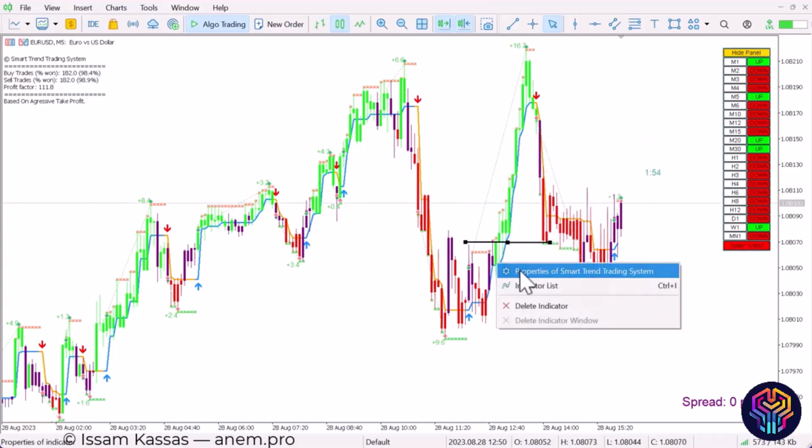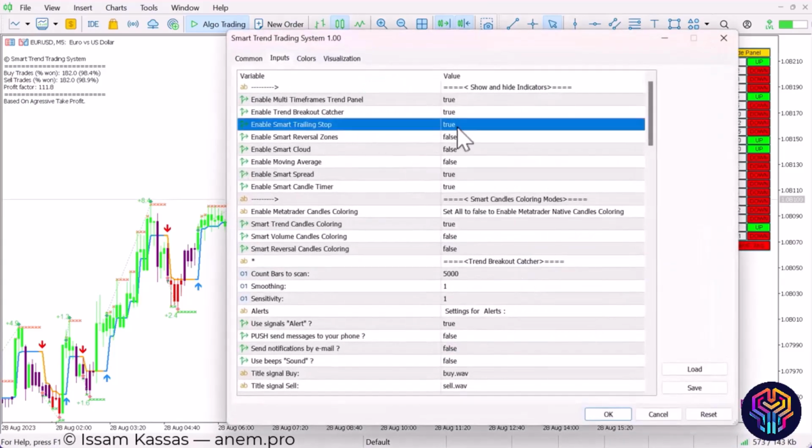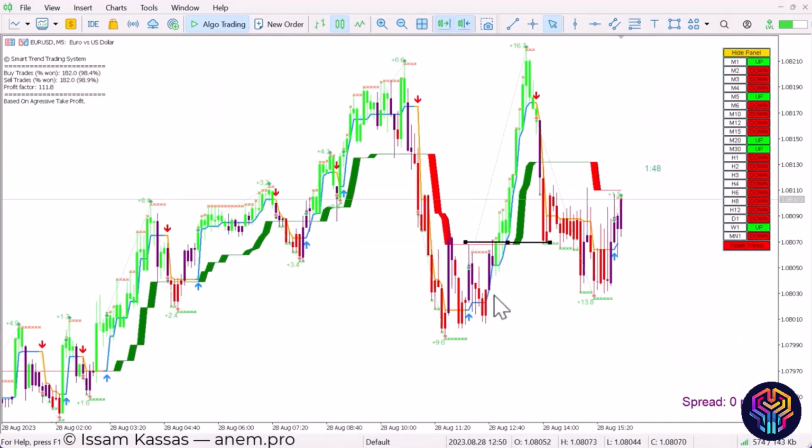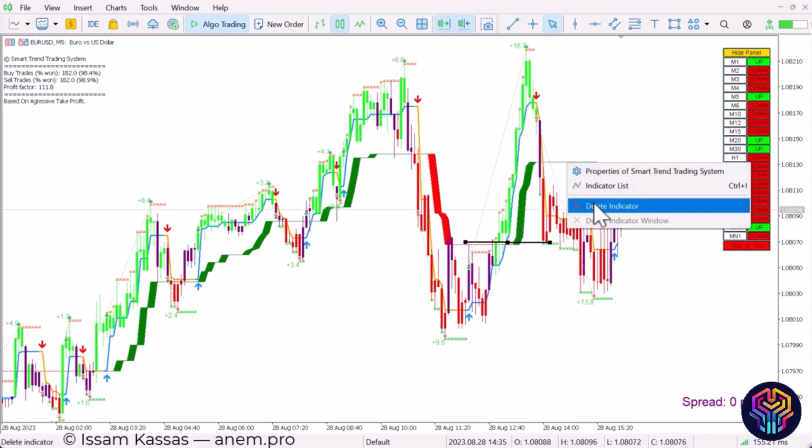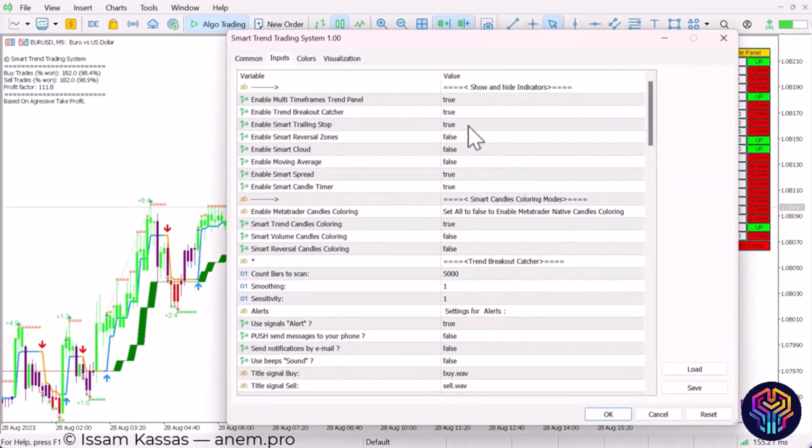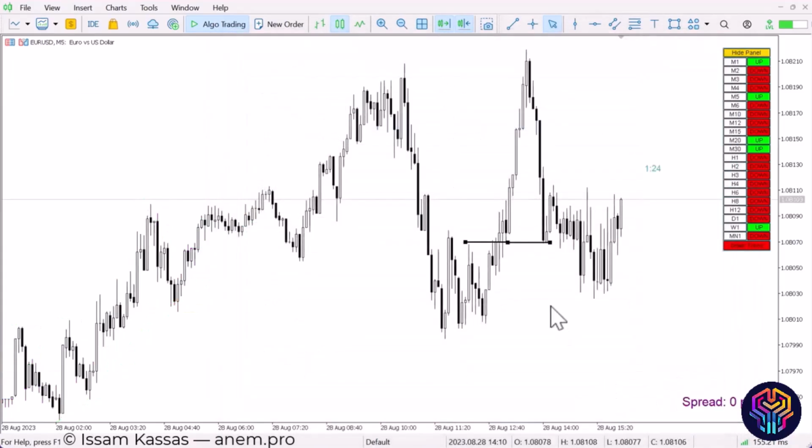Or I could combine that with the smart trailing stop as well, and try my best to squeeze in maximum profit when I'm not using the take profit. But I find that using the smart trailing stop is not really as effective on this one, but you guys can try it and let me know if it works for you.